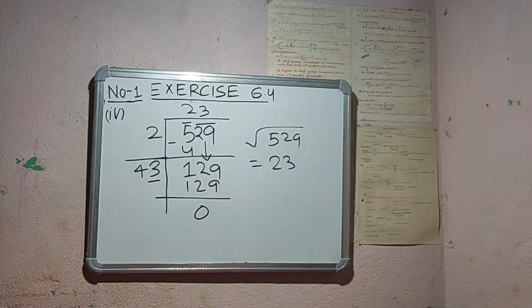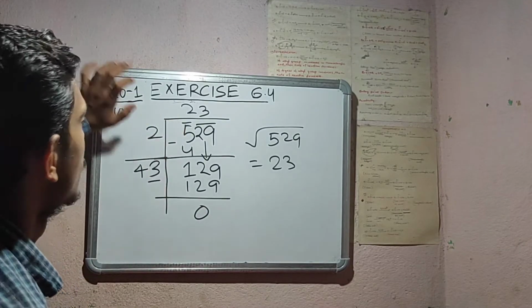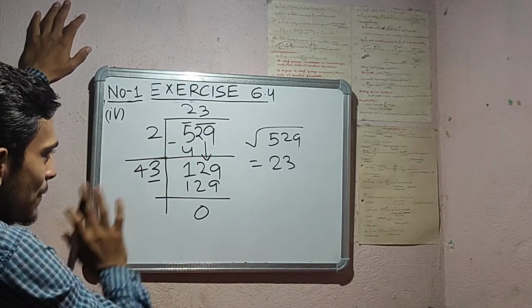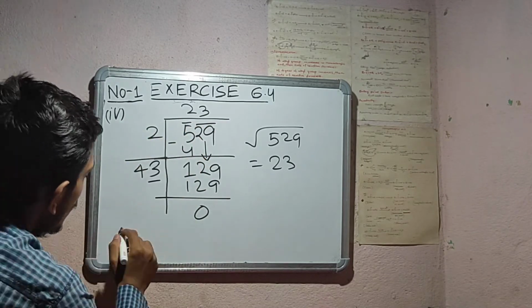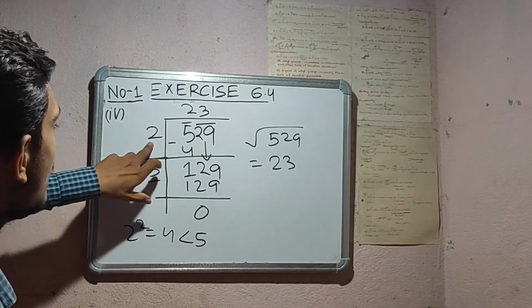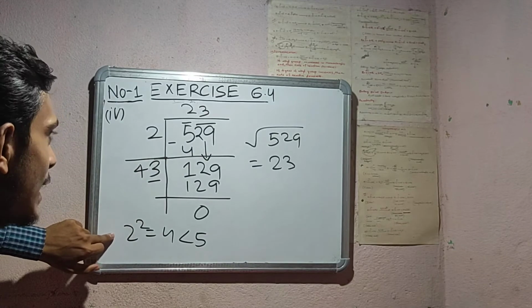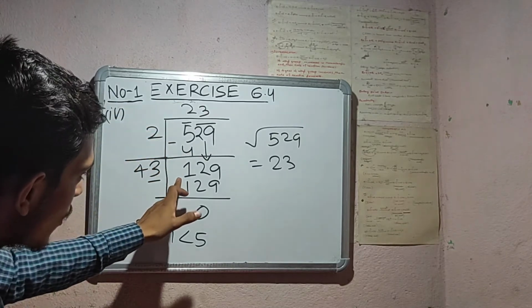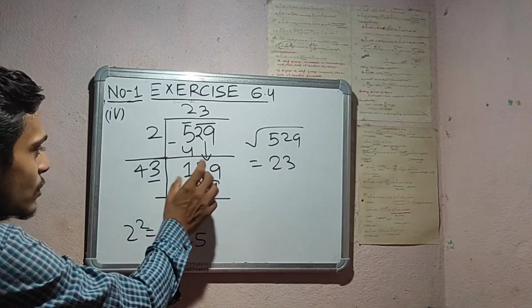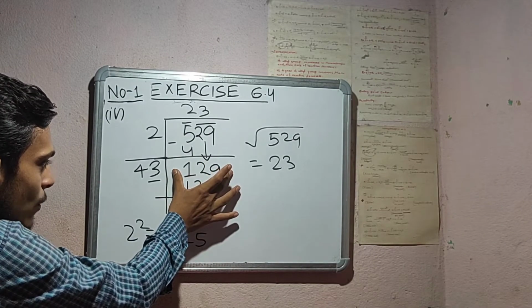So the next question is the next bit, that is bit 2, 529. I put a bar from the right side. Then the first number is 5 from the extreme left. So 2 squared is 4, that is less than 5. So I have taken the divisor as 2. Clear? So 2 2s are 4. My remainder will be 1. Then I bring down the next number, that is 29. So 129 will be my new dividend.